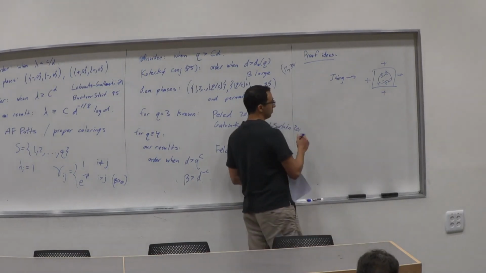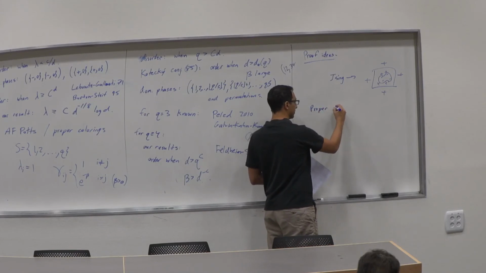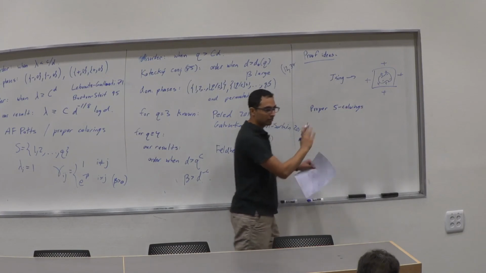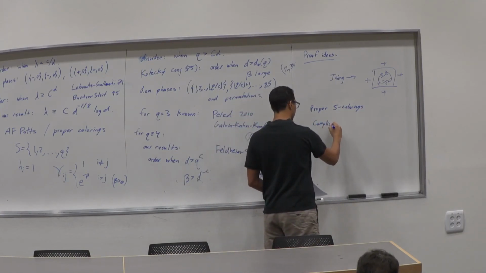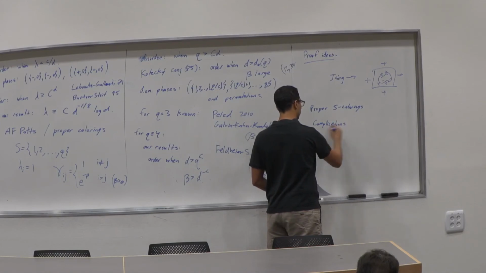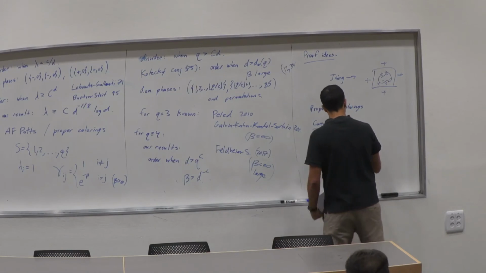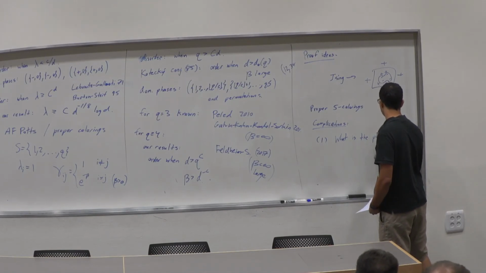However, there are some complications. And let me explain this in the case, for instance, of proper 5 colorings. Essentially all the ideas appear here. So what are the complications that arise? Well, the first thing is that it's unclear how to even define these contours. Specifically, how do you answer the question, what is the phase of a vertex?